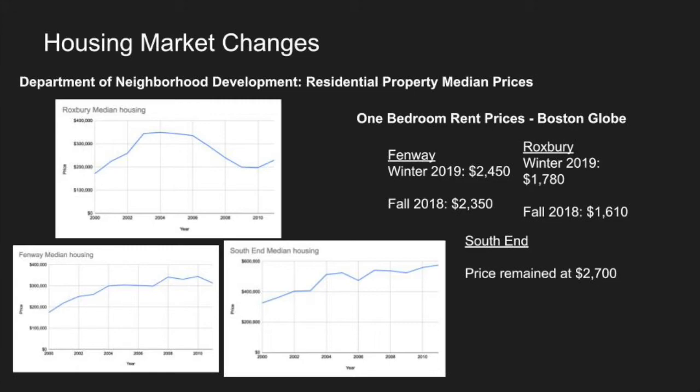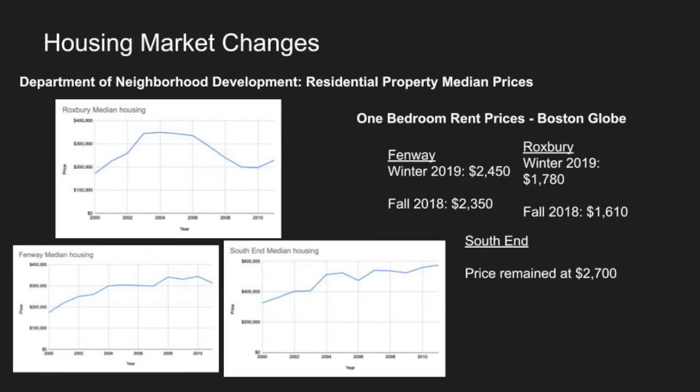We found that gentrification has had a significant impact on the neighborhoods of Roxbury, the South End, and Fenway regarding rising rent prices and property values. The median cost to rent a 1-bedroom apartment in Roxbury went from $1,160 in the fall of 2018 to $1,780 in the fall of 2019. A 1-bedroom apartment in the South End to rent costs a lofty $2,700, and in Fenway, the average rent price for a 1-bedroom went from $2,350 in the fall of 2018 to $2,450 in the winter of 2019.